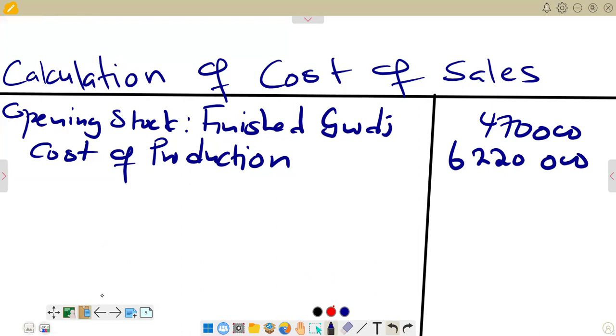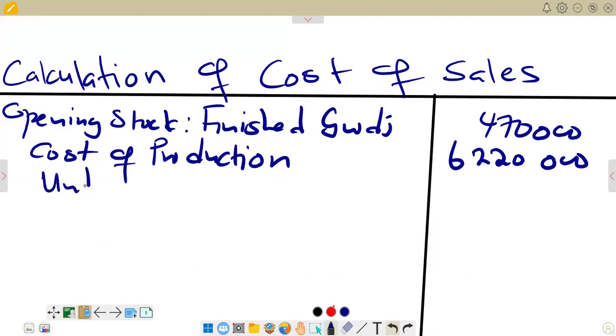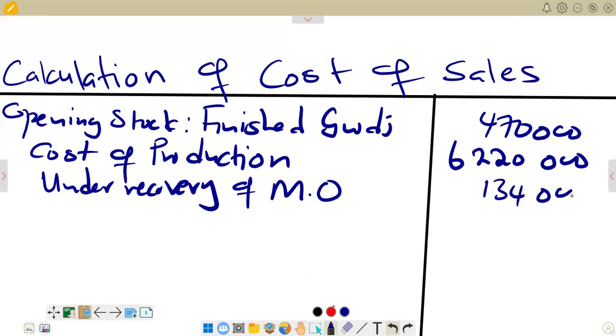And then after that, we are supposed also to adjust for under recovery or over recovery. But in this question, it's an under recovery. So we are also given this figure because this figure was also calculated in the production cost statement, which was in the first part of the question, which is 4.1. So the figure of under recovery was 134,000. So this is the figure that we are going to add there. So if you come here, you see that we are now saying under recovery of manufacturing overheads. So this is an under recovery, so we are going to add it. But if it was an over recovery, we are supposed to subtract it here. So this is what we have. So we put 134,000, and then we add to get our finished goods available for sale.